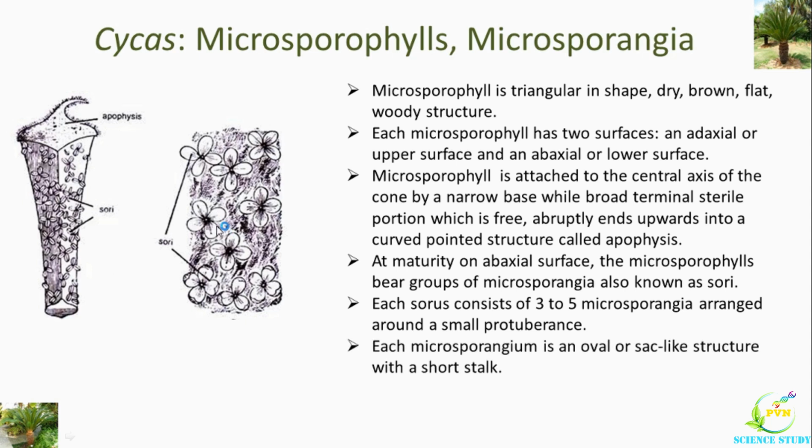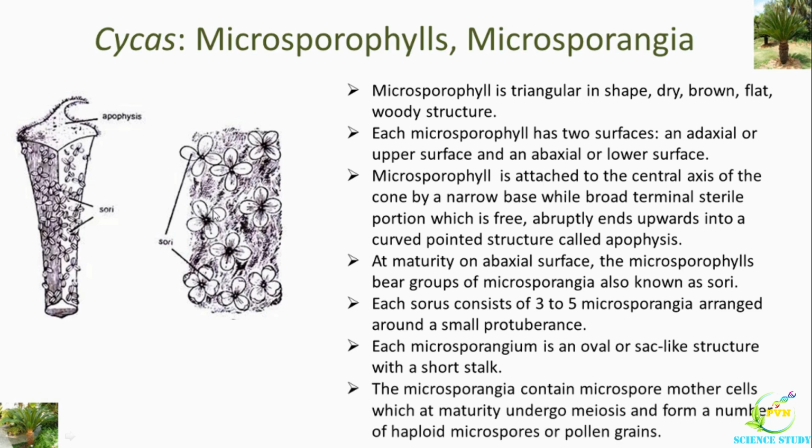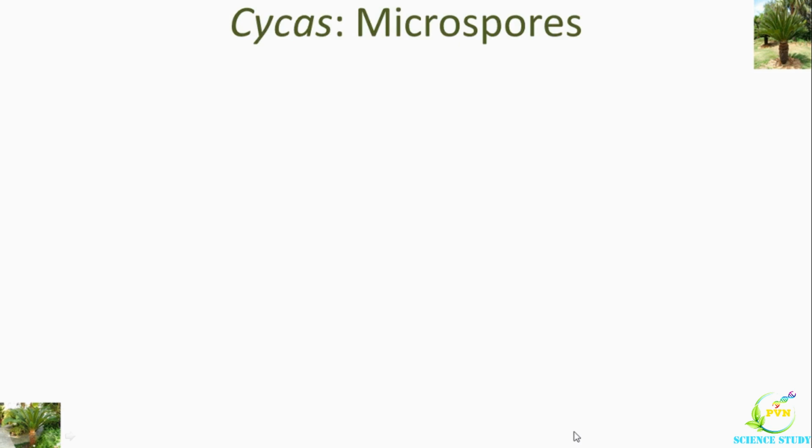Each microsporangium is an oval or sac-like structure with a short stalk. Each microsporangium contains microspore mother cells which undergo meiosis, or reduction division, to form a number of haploid microspores or pollen grains. Now we will study the structure of the microspore or pollen grains.